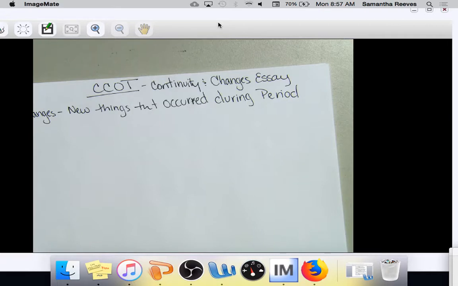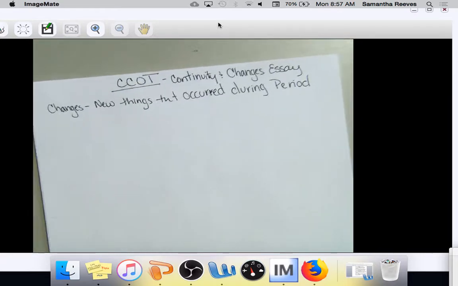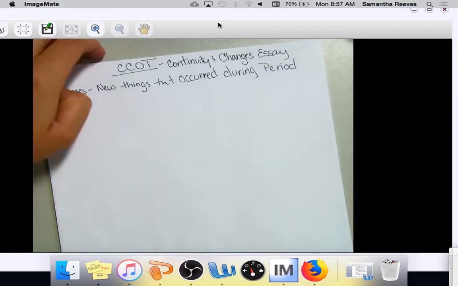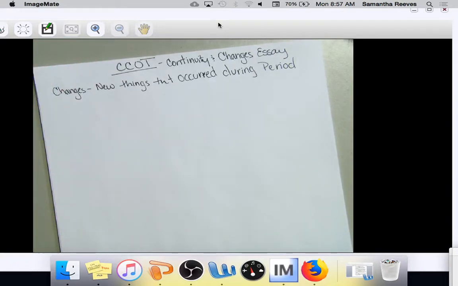Ladies and gentlemen, I am trying to get you to where you need to be for tonight. On that empty sheet that they handed you, you're going to start writing these notes down. You're going to turn in everything at the end of the day. We are writing a CCOT essay tonight. They should have given you 2 blank sheets of paper. We're moving quickly because you have an essay tonight.